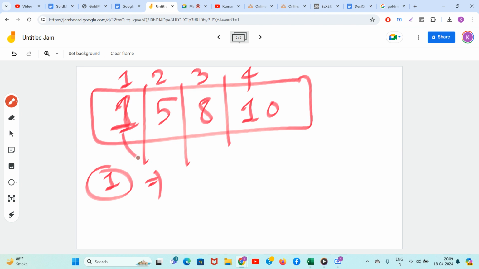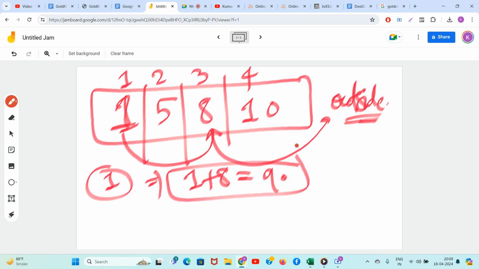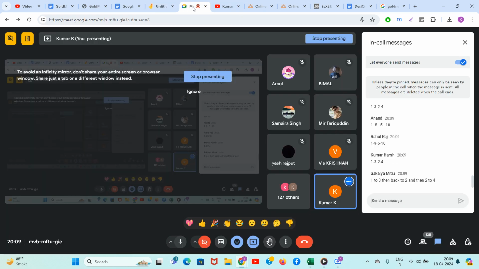First way is you jump from 1 to 8. Then you jump from 8 to outside. Jumping outside is allowed. You can jump outside, but you can never come in again, okay? So guys, one answer is what? 1 plus 8, 9. Everyone write 9999 in the chat if they agree that 9 is one of the possible answers.